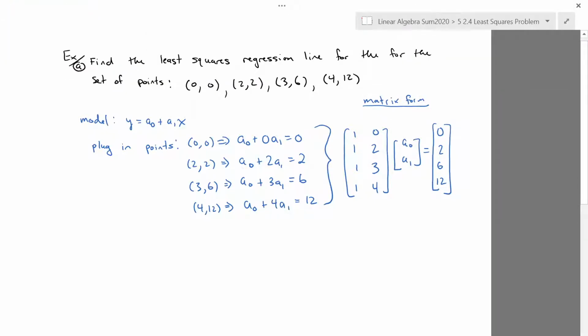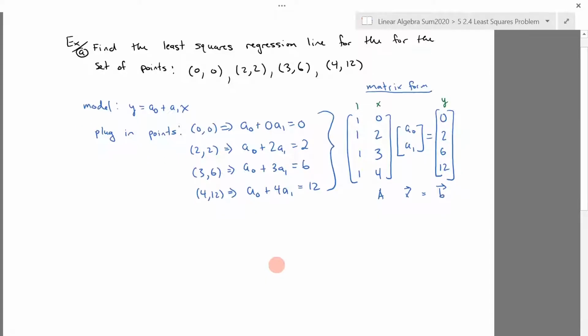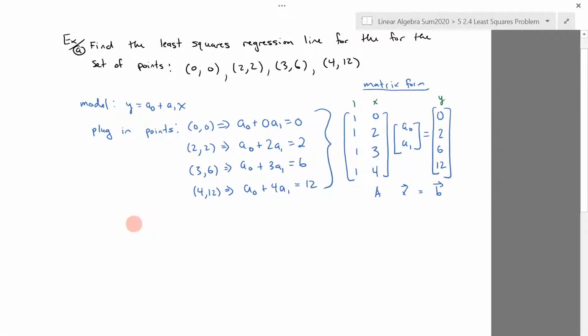So if you notice, we have all ones in this column. What are these other entries? These are just the x coordinates, right? So 0, 2, 3, 4, these are the x coordinates. And then this column vector is just all the y coordinates, 0, 2, 6, 12. Okay, so this is our equation, Ax equals b. Okay, so now we set up our normal equations, so multiplying on the left by A transpose.